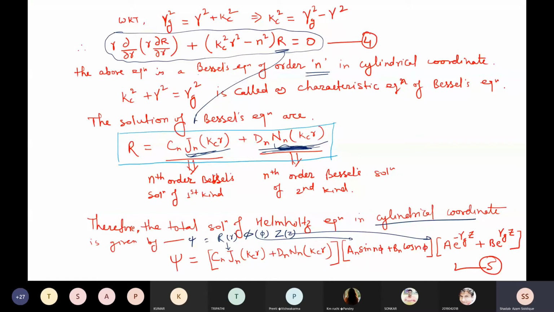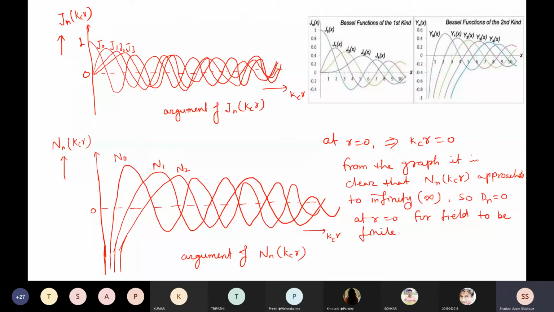So now we have a solution for psi. Now you can see this is the Bessel of first kind, and this is the Bessel of second kind. This is the first kind.